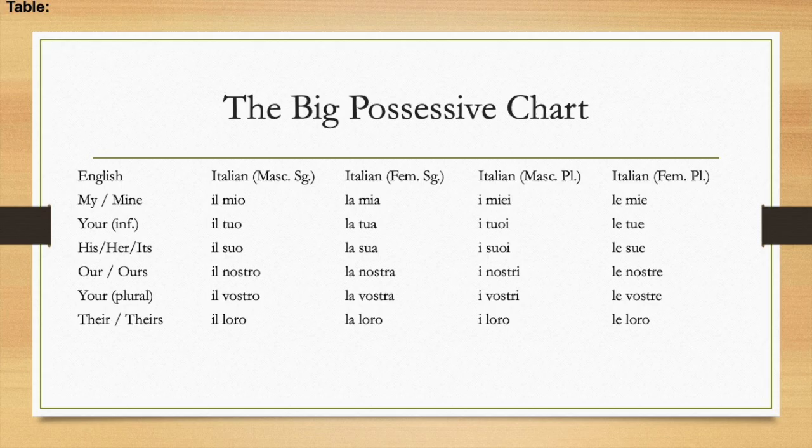Here's the flow chart. Don't panic. The good news is the forms for adjectives and pronouns are the same. So, il mio libro is my book, but if you just say il mio, it means mine. So in both cases, you have il mio. One chart, two jobs. And notice that each row has four options. That's for masculine, feminine, singular, and plural.